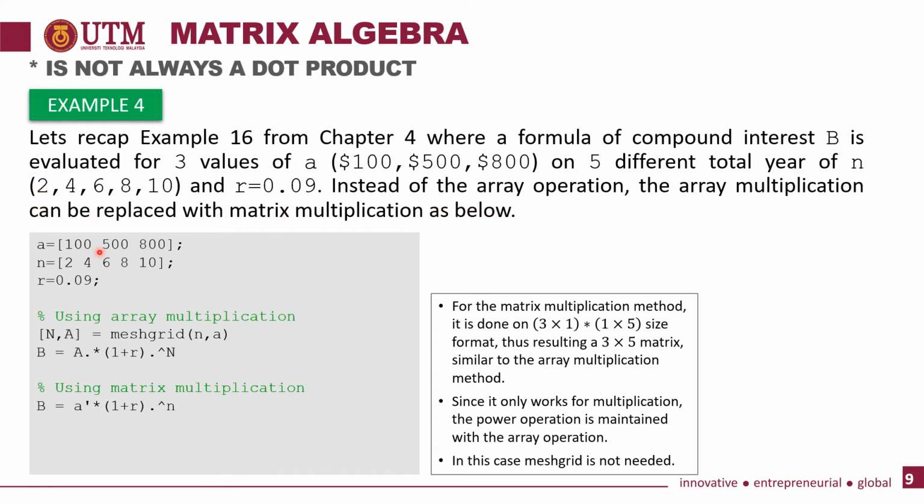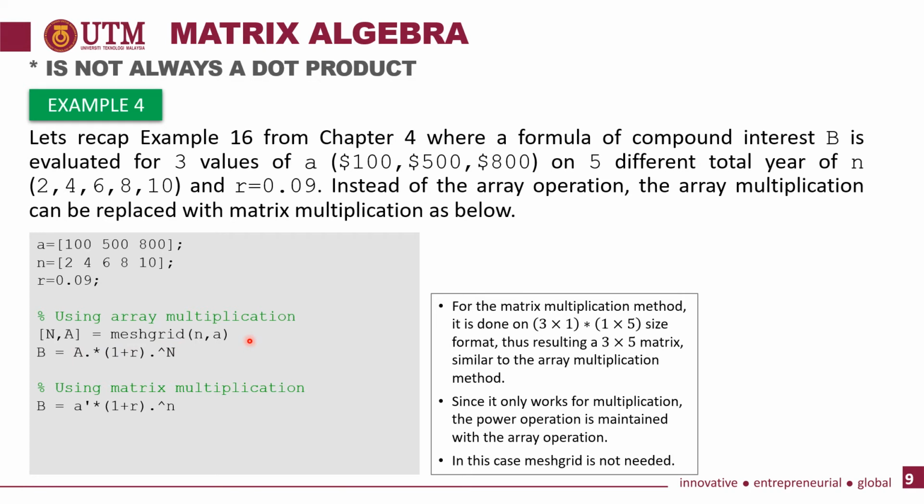If you are given 3 inputs, A, N, and R, and you use the array multiplication that you learned earlier in chapter 4, you need to compute a mesh grid. A mesh grid is actually a duplication of the matrix of A and the matrix of N in order for you to do the array operation, because array operations need matrices of the same size. So in order to compute with arrays of the same size, you need to use mesh grid.